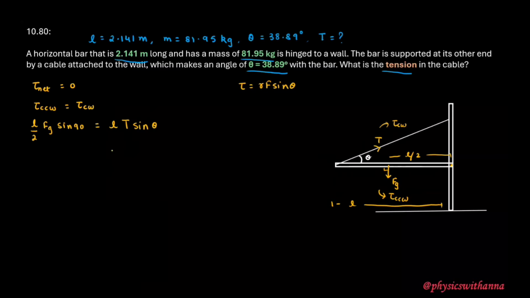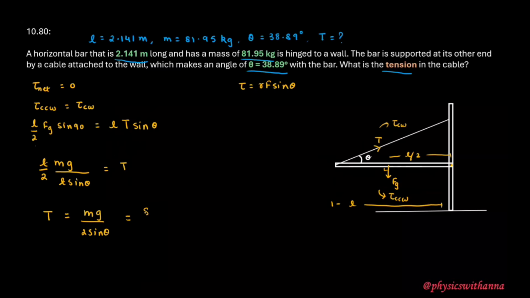We want to find the tension, so let's rearrange the terms. I'm going to divide with L sine theta. So you get L by 2, Fg we can write as m into g, sine 90 is 1. Divide by L sine theta. That gives you the tension T. So let's rewrite this. I write tension T to be equal to, we can cancel off the L here, mg over 2 sine theta.